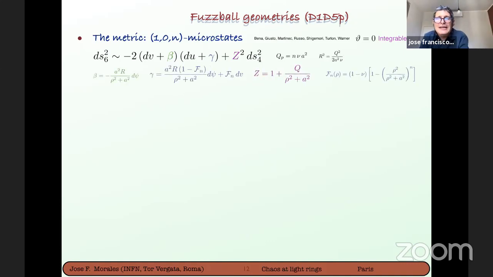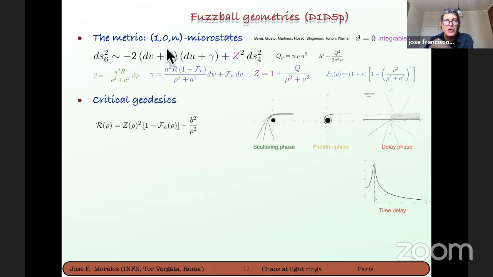Okay. In this case, the geometry is very simple. Here I give explicitly what beta, gamma, zeta, and this function fn are, which appears in this gamma one-form. The details of the geometry are not important, but we saw all of them in the talk by Daniel yesterday. What is important for us is that you can write explicitly this function r, which determines the radial velocities. It's given in terms of this function fn, which I write here explicitly, that depends on this n. N labels the microstates.